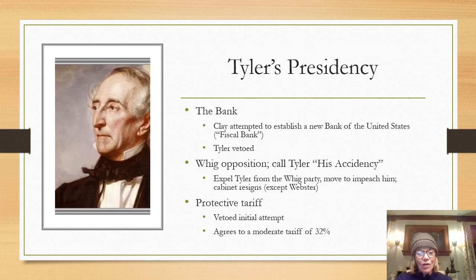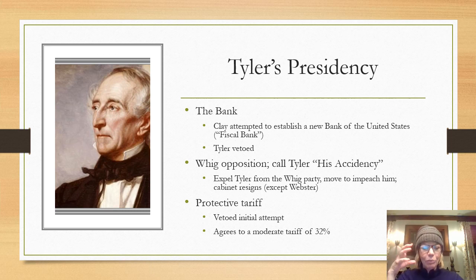So anyway, we have all these issues that come up that look very similar to what came up during Jackson's administration. There's the issue of the bank, right? Clay attempts to establish a new bank, and Tyler vetoes it. And here now the Whigs are in power. They're thinking they no longer have Jackson. They no longer have Martin Van Buren. They can go and they can implement the American System, right? And so the Whigs are really upset. They're so upset that they call Tyler "His Accidency" instead of "His Excellency," and they just expel him from the party, right? And so they're like, you can't be in here.